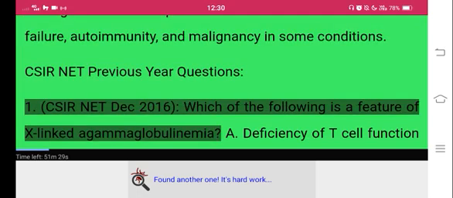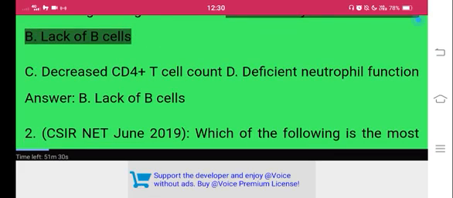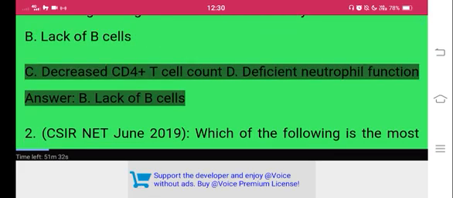CSIR-NET previous year questions. 1. CSIR-NET December 2016. Which of the following is a feature of X-linked agammaglobulinemia? A: deficiency of T cell function, B: lack of B cells, C: decreased CD4 plus T cell count, D: deficient neutrophil function. Answer: B, lack of B cells.